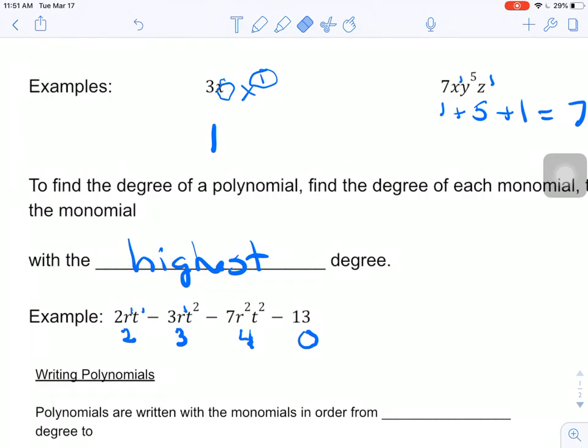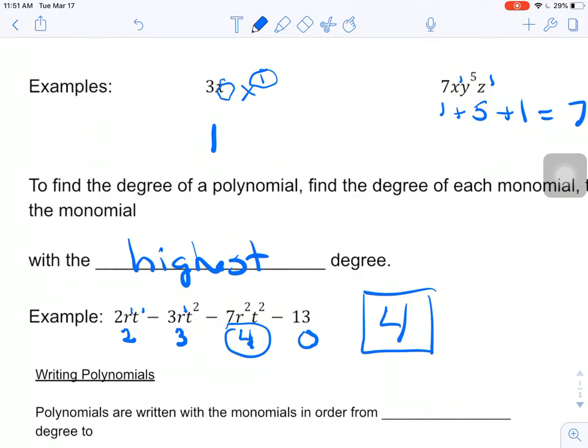So since this is a polynomial, in order to get the degree of the polynomial, we need to go through and see which one of these is biggest. So we have a 2, a 3, a 4, and a 0. 4 is the biggest, so that means that we are going to use 4 to represent the entire polynomial. So that means that this polynomial has a degree of 4.